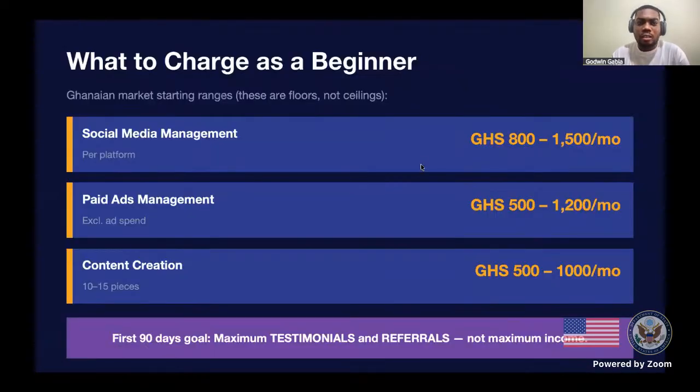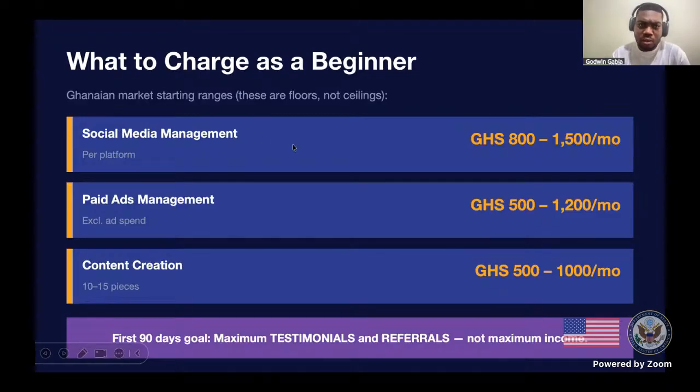Now, what to charge as a beginner? So I have put together some pricing here for beginners. Of course, this is not cast in stone. You can definitely massage these figures. You can increase based on who the clients are, what their strength is, the value you are giving them.